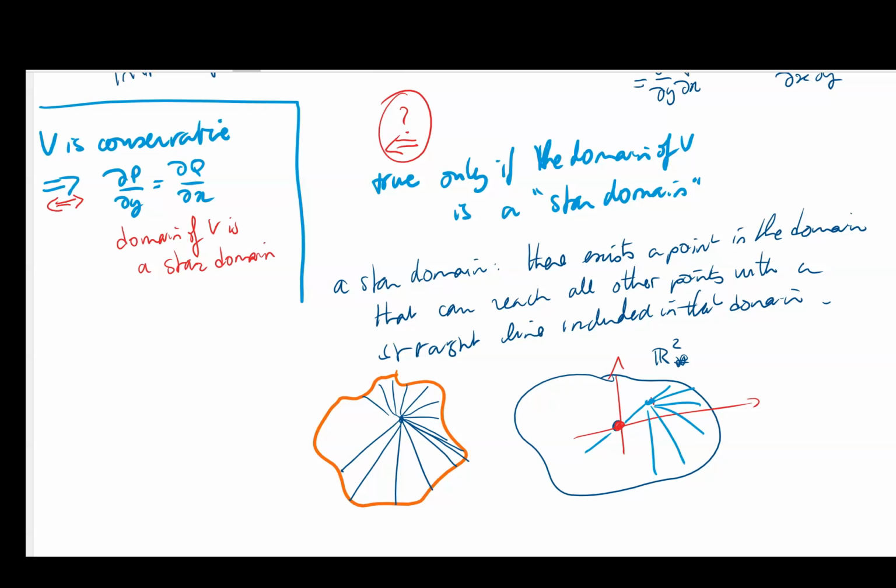So I should exclude, well, I wouldn't be able to reach that straight line out of 0. And whatever, even if you're close to that origin, if it is excluded, I will never be able to reach things on the other side. Okay, so R2 star is not a star domain.